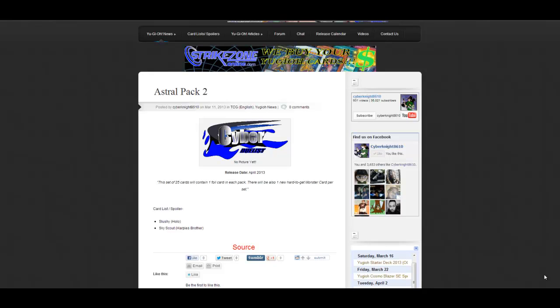Also, this is coming out April 2013, and the most awesome thing about this is that Slushy is going to get a holo reprint. It's one of the cards that have been announced for it, which is freaking epic. I cannot wait to get like a binder full of holo Slushy cards.